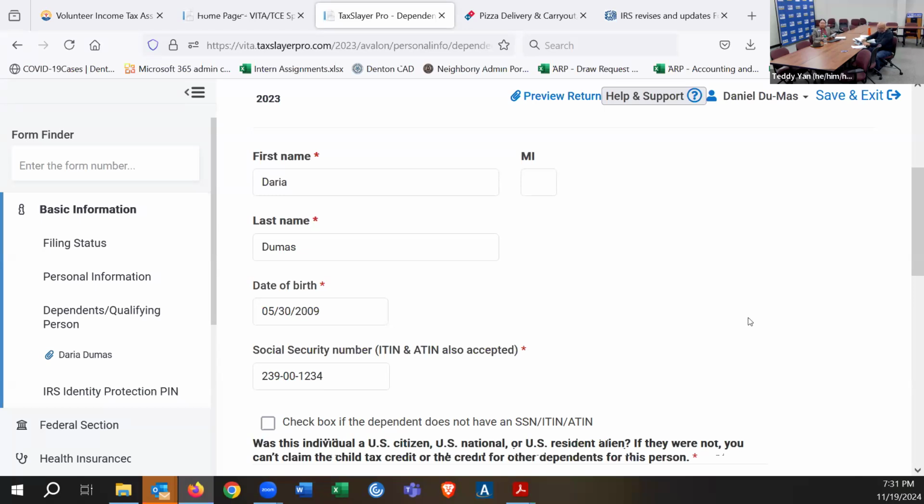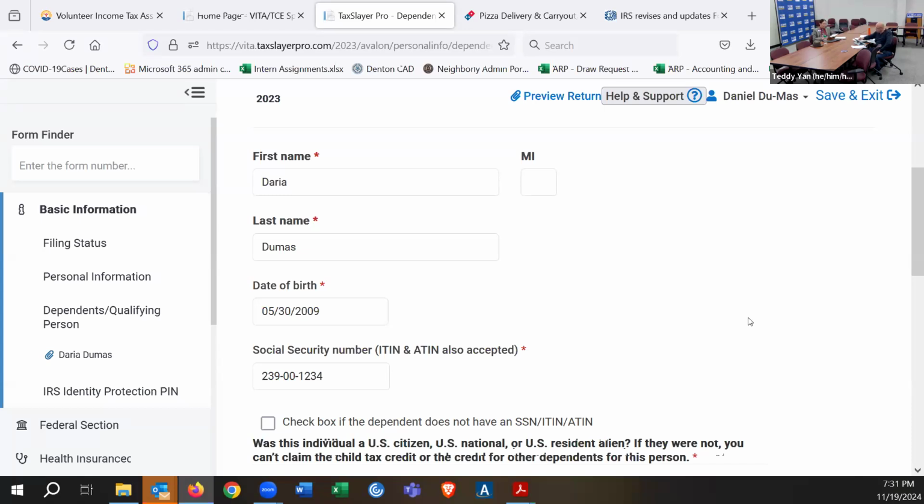Whenever you get to Daria's information, you may praise whatever deity you choose. I have finally given you someone whose stated name actually matches their social security card. So enter Daria Do-Ma's name. Override to do. Yes, you have to override his name being imported in.